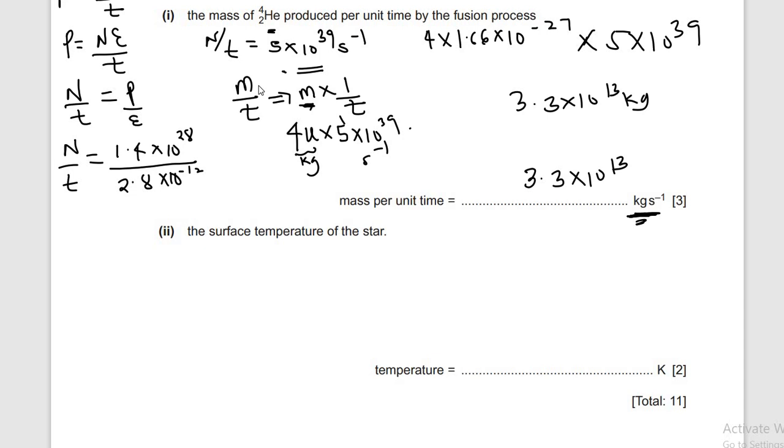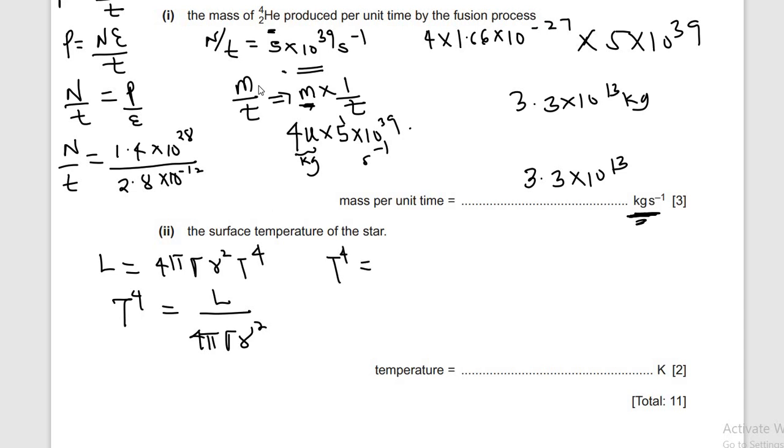Now, surface temperature of the star. Luminosity, the formula is 4 pi Stefan Boltzmann constant R squared T raised to the power 4. We are looking for the temperature. So temperature will be luminosity over 4 pi this R squared.